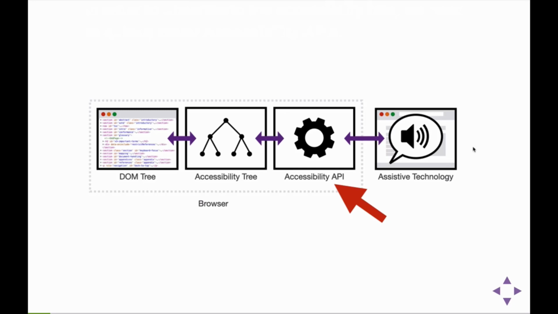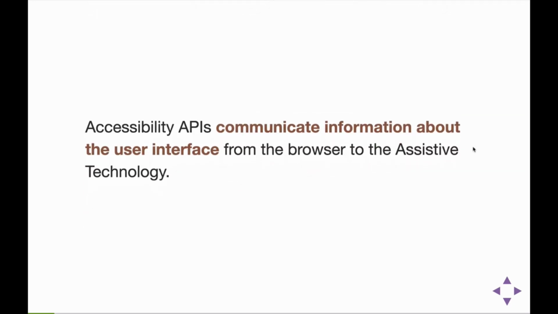Now the first three boxes sit inside the browser: the DOM tree, the accessibility tree, and accessibility API. And outside of the browser is the assistive technology. Between each of these boxes, there are arrows going forwards and backwards. What we're really saying here is the DOM tree affects the accessibility tree, which we'll find out more about later, and the accessibility tree interacts with the accessibility API, and the accessibility API talks to assistive technologies. The accessibility API is the bridge between the accessibility tree and assistive technologies. So let's find out some more.